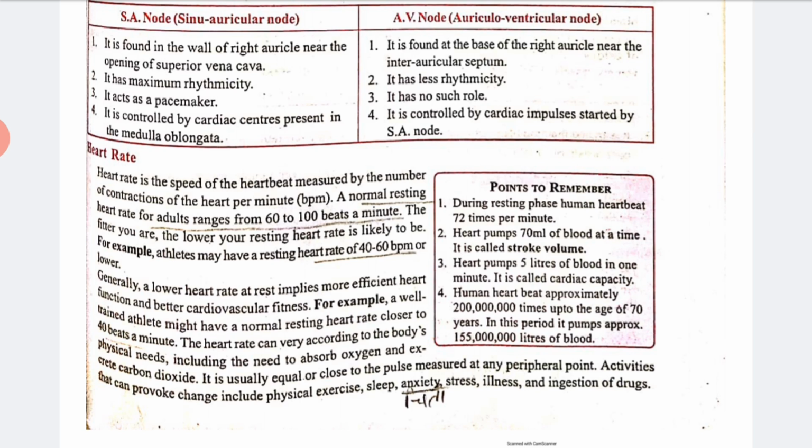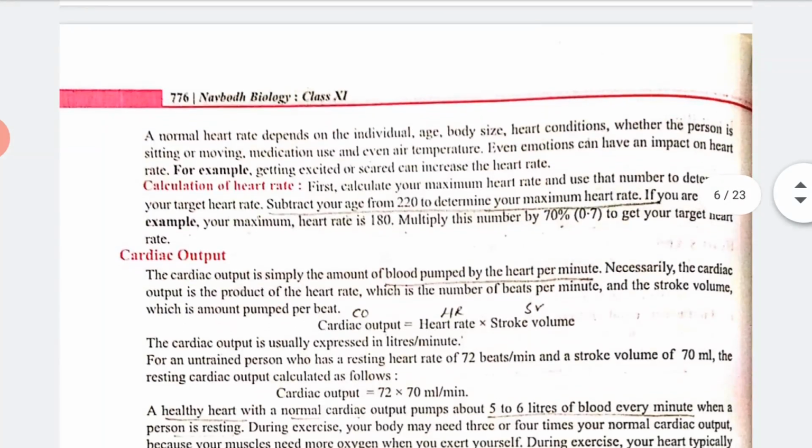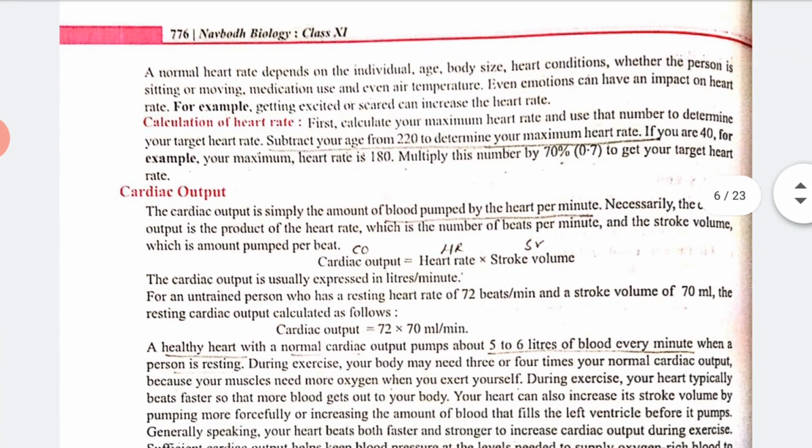A normal heart rate depends on the individual's age, body size, heart condition, whether the person is sitting or moving, medication, or even air temperature. Even emotions can have an impact on the heart rate. For example, getting excited or scared can increase the heart rate. Clear? Yes. Now how can we calculate the heart rate?